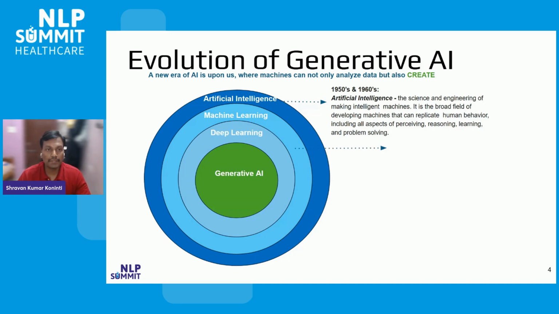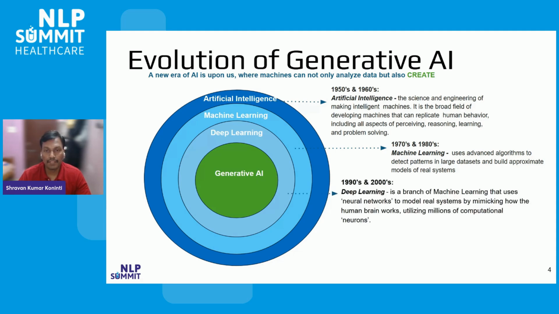Within the subset of artificial intelligence, we have machine learning, which uses advanced algorithms that look at large data sets, find the patterns in them, and build approximate models of the real systems. Next, we have deep learning, which is a subset of machine learning. Basically, it uses neural networks to model real systems by mimicking how the human brain works, and it utilizes millions of computational neurons in order to work.